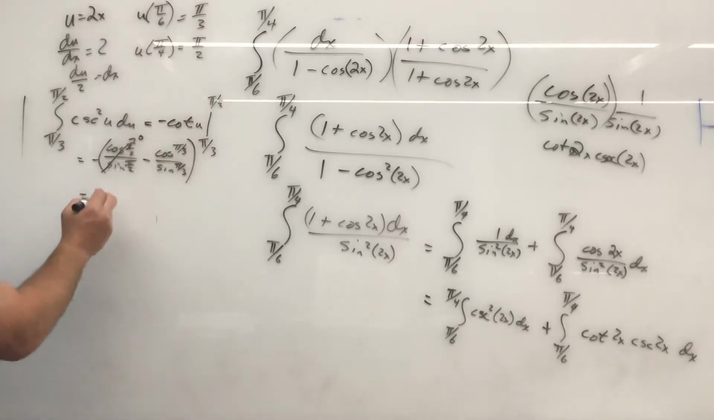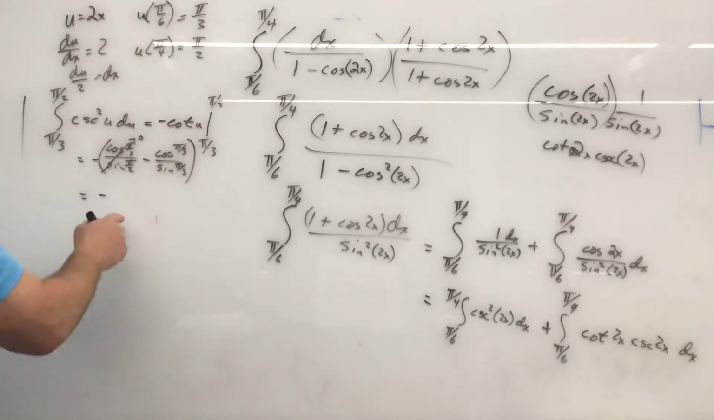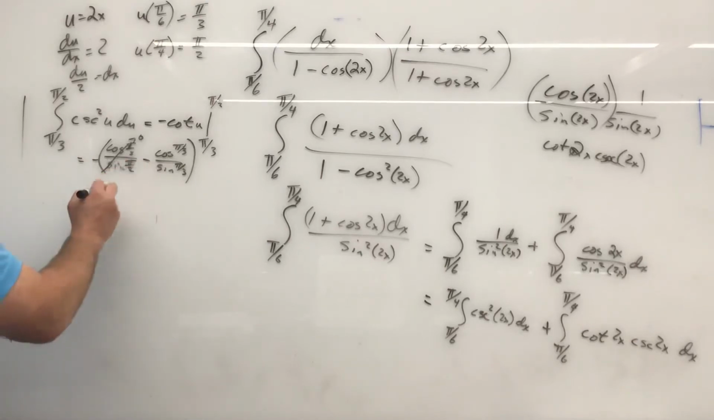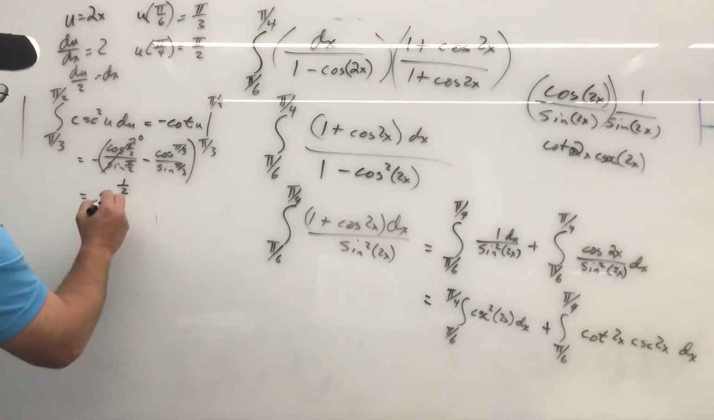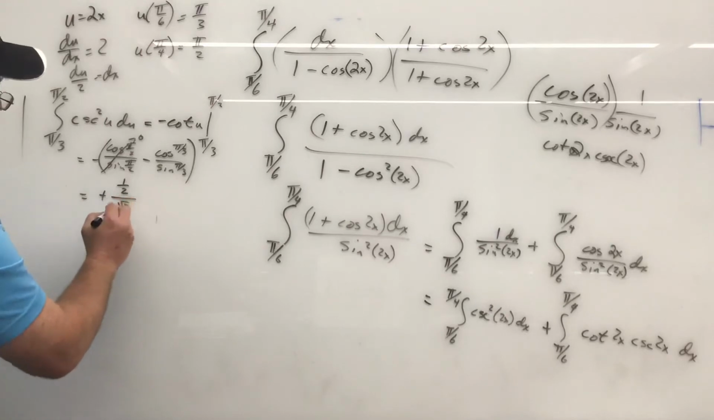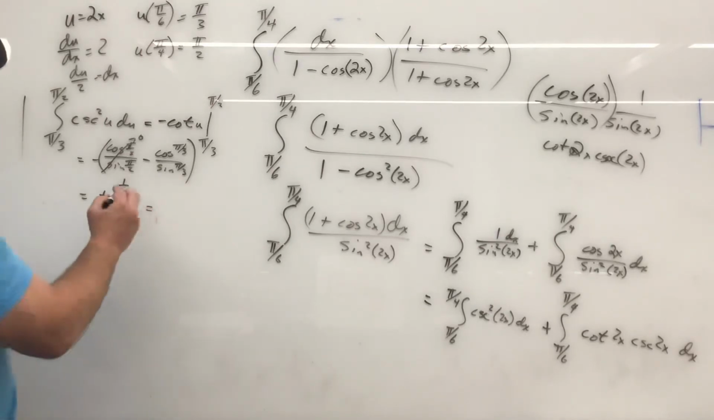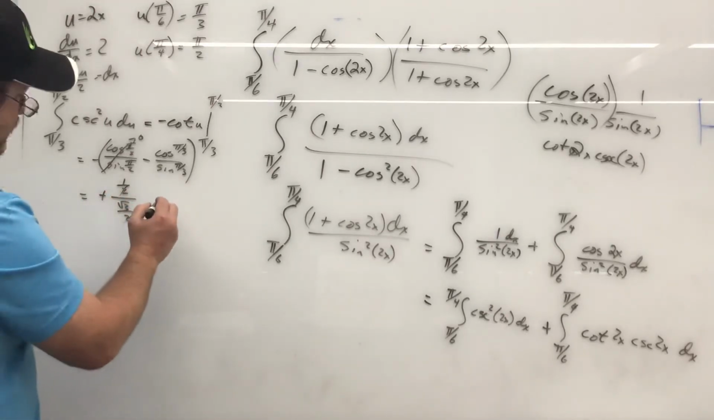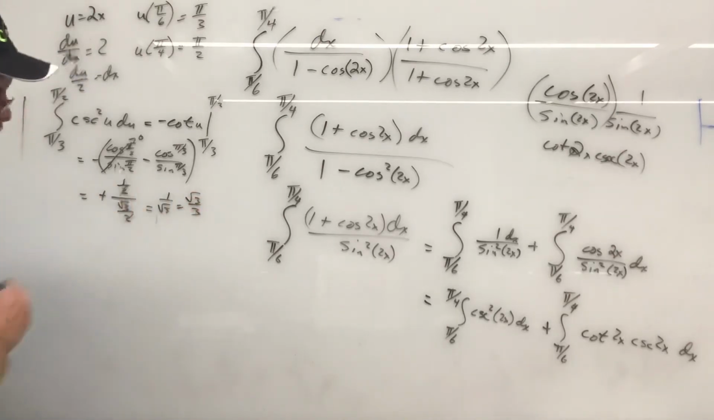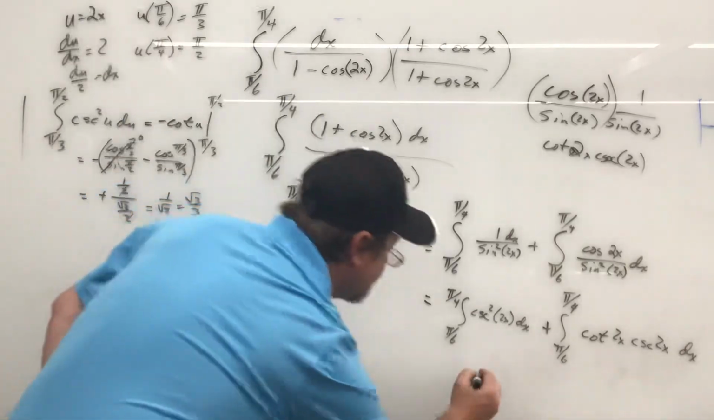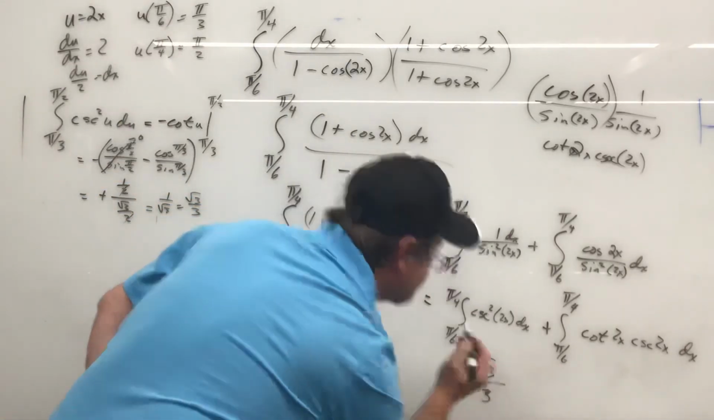And this other term, what do I get? Well, I get negative, a minus and a minus becomes a plus. Cosine of pi over 3. Pi over 3 is where cosine is 1/2, and sine of pi over 3 is radical 3 over 2. So I end up with the 1/2's canceling, and that gives you 1 over radical 3, which is radical 3 over 3. So that's what this piece becomes, radical 3 over 3.